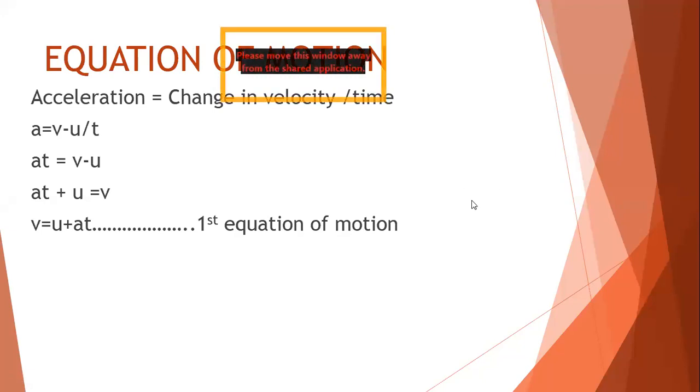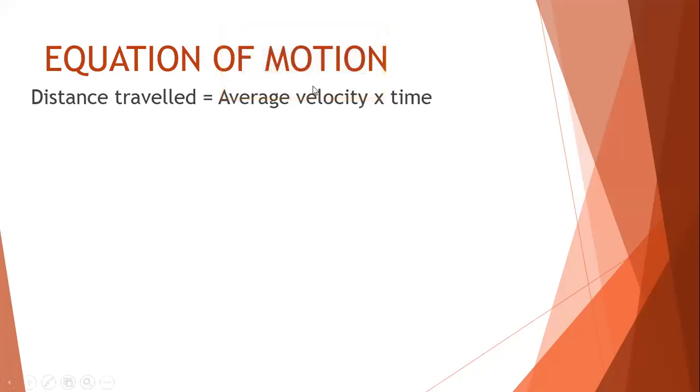So now let's start with the second equation of motion. Now, distance. We know how we find distance. We know speed is equal to distance upon time. So distance is equal to speed into time, or distance is equal to average velocity into time. Now understand why we are saying average velocity into time. The base of this formula is distance is equal to speed into time, but instead of speed, we are saying velocity.